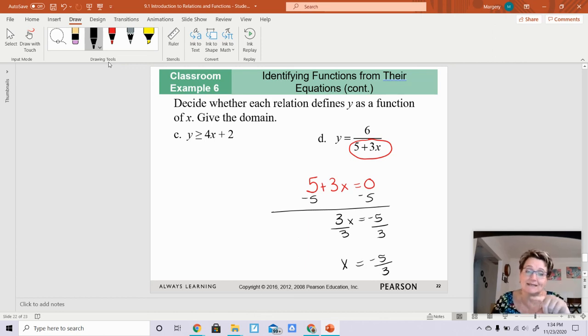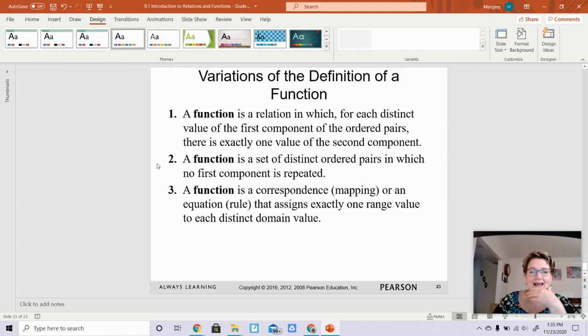So what this means is, for my domain, I can put any number I want in there, but I cannot put negative 5/3 in it. And I need to pick numbers that are larger than negative 5/3, because if not, it's going to leave me with a very super tiny small number. So I need to pick any number that is larger than negative 5/3, and so I'm going to say to infinity.